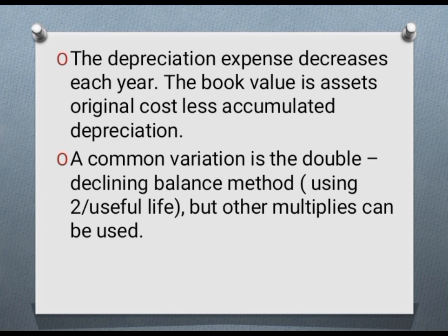Depreciation expense decreases each year. The book value is the asset's original cost less accumulated depreciation. A common variation is the double declining balance method using 2 over useful life, but other multiples can be used.